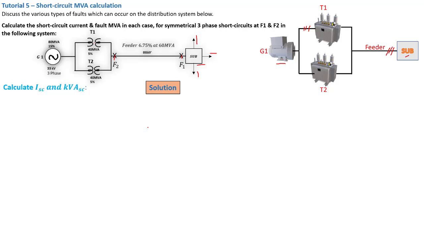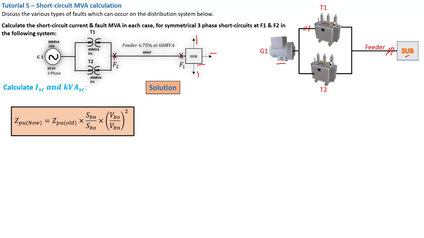That's why per unit is very important. Now, in order to convert these electrical quantities of a generator, T1, T2, and the transmission line, the feeder, into an equivalent impedance, we use a per unit formula, and that is given by this general formula.